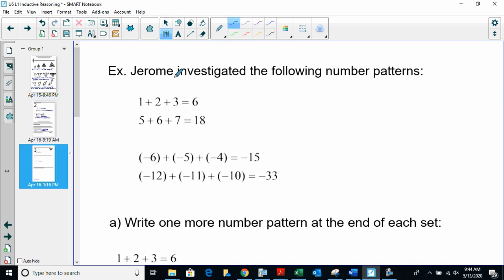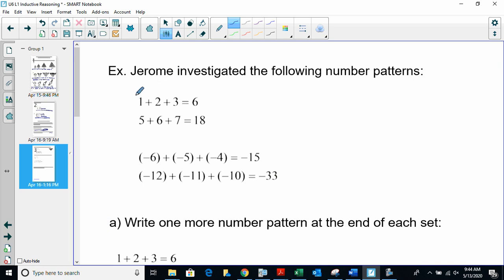Now, Jeremy investigated the following pattern. 1 plus 2 plus 3 is equal to 6. And then 5 plus 6 plus 7 is equal to 18. And then -6 plus -5 plus -4 is equal to -15. And then -12 plus -11 plus -10 is equal to -33.